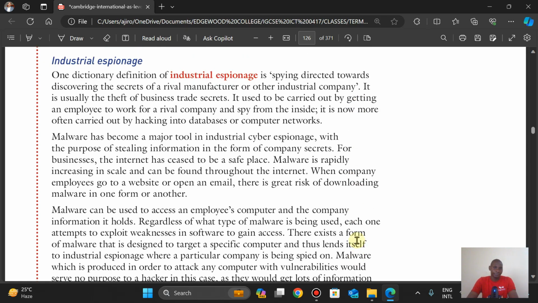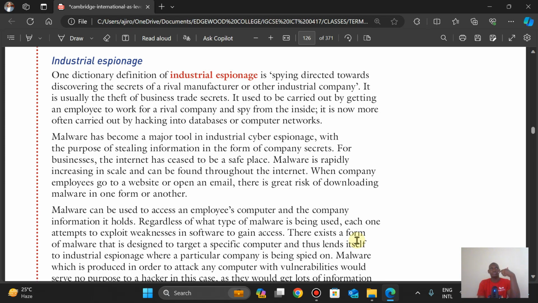Industrial espionage. One definition of industrial espionage is spying directed towards discovering the secrets of a rival manufacturer or company. People do it. You want to get your rival's information so you could use it against them, a trade secret. It can be carried out by getting an employee to work for a rival company and spy from the inside. It's now more commonly carried out by hacking into databases or computer networks. Malware has become a major tool in industrial cyber espionage, with the purpose of stealing information in the form of company secrets.